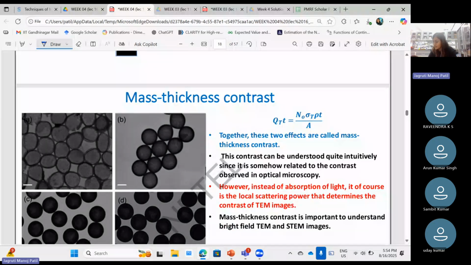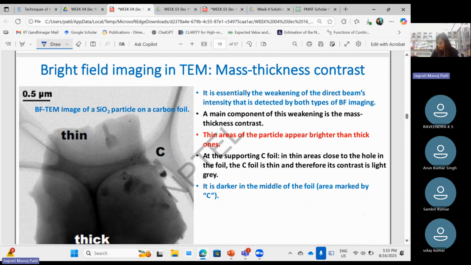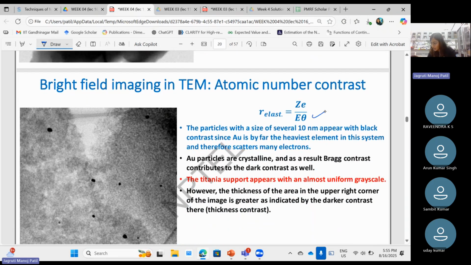Then the same relationship of the effective volume scattering cross section that we saw: the number of electrons, the scattering cross section, the density times thickness. So your mass thickness terms, which will let you have the mass thickness contrast, in terms of area and the atomic mass over here. Okay. Then it's your bright field imaging. It's elastic, so how much you want.